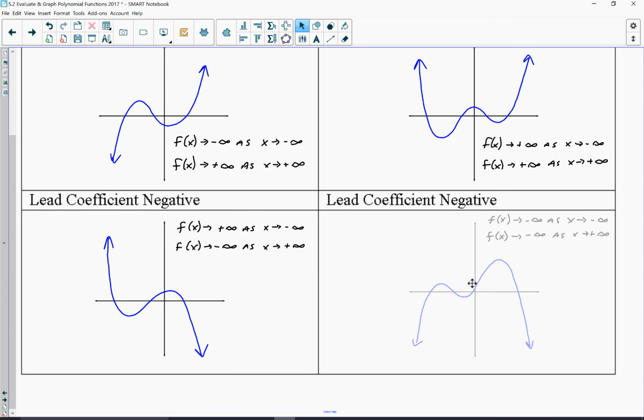And then the lead coefficient being negative would flip the graph over, which would also take your end behavior and have it approach negative infinity as you continue to move left and negative infinity as you continue to move to the right.